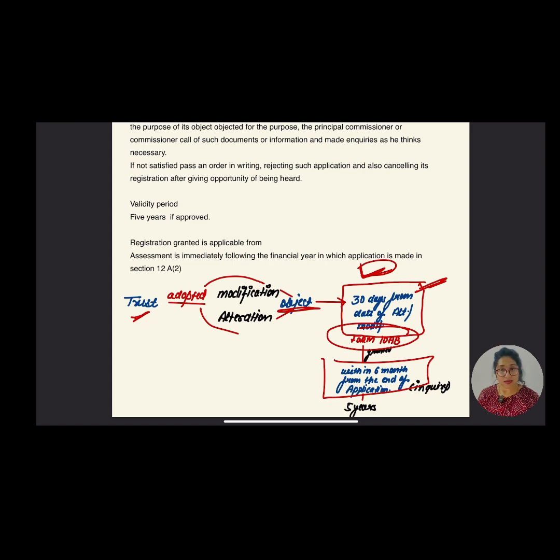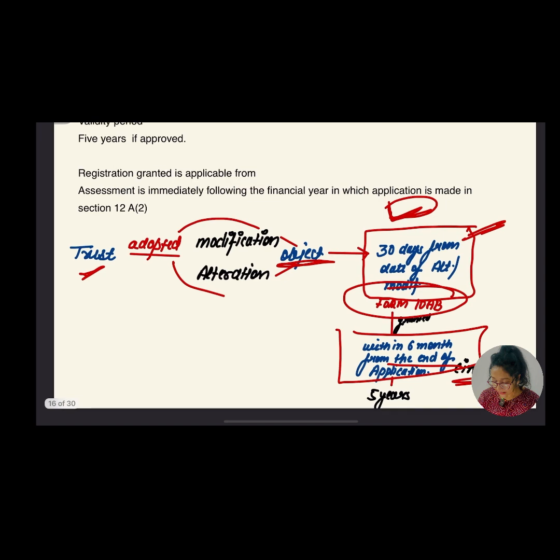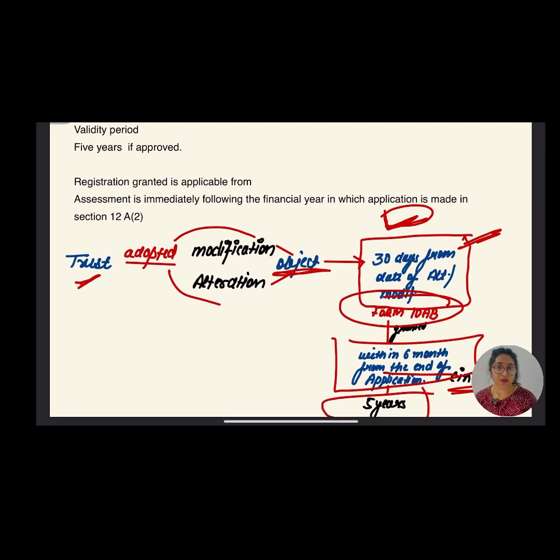So the principal commissioner is going to grant the application within the next 6 months from the end of the month in which the application was received. But in this case also an inquiry is going to happen, and what happens if by that inquiry the principal commissioner is not satisfied? The registration is cancelled, after one opportunity of being heard is given to the trust. Hope this point was clear. And again the period of granting would be 5 years. Hope this point was also clear.